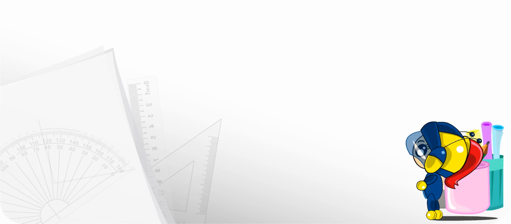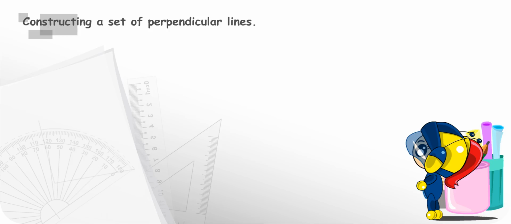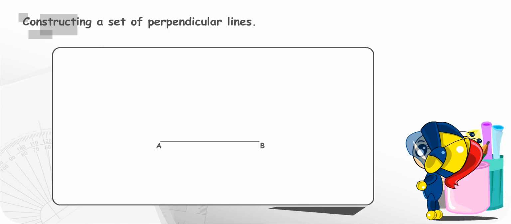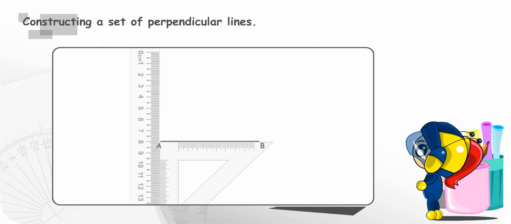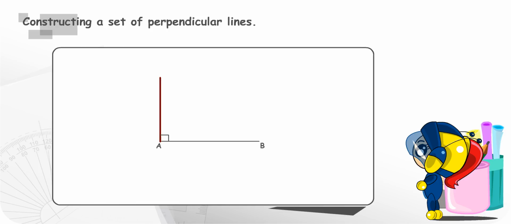Before you start to construct the figures, let us learn how to construct a set of perpendicular lines and a pair of parallel lines. This is how you construct a set of perpendicular lines. Look at the line AB. To draw a line perpendicular to AB, first place the set square on line AB. Next, place a ruler vertically at point A so that it touches the set square. Draw a line perpendicular to AB. This line is perpendicular to AB.